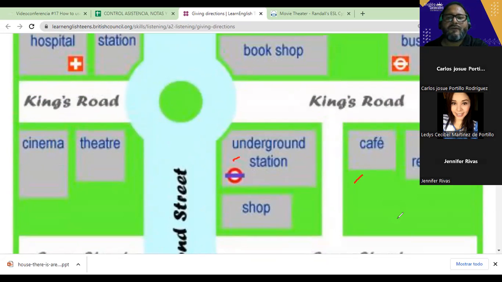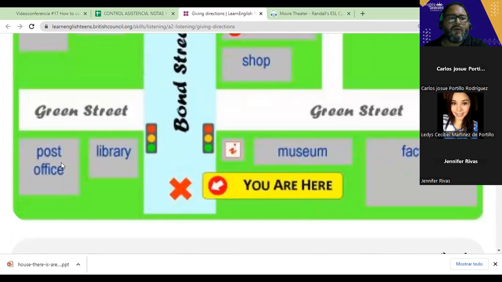Then we have? The cafe. And? Italian restaurant. We also have? Shop. We have a shop, right? Well, we have more over here. What else do we have here? Post office. The post office. And? Library. The library. Museum. The museum. Factory. And there's a factory over here.